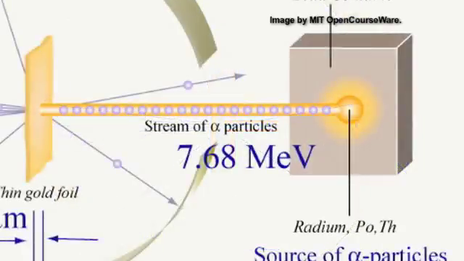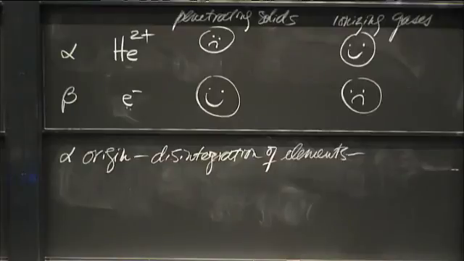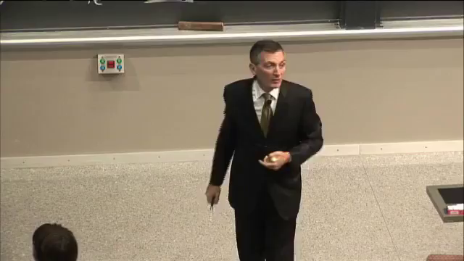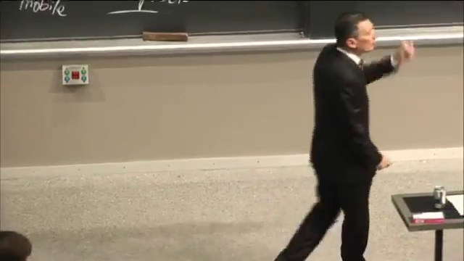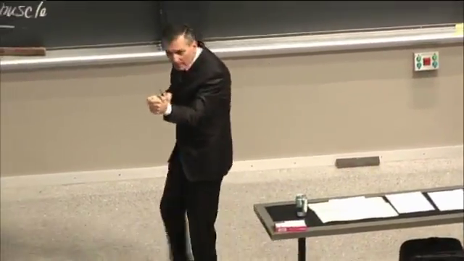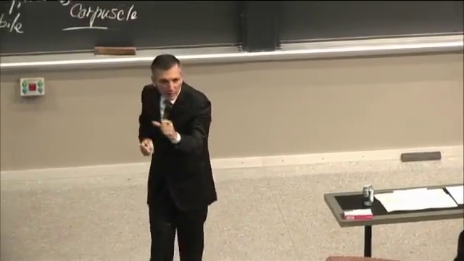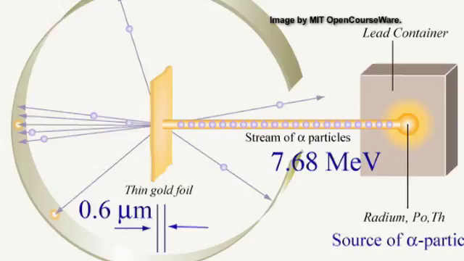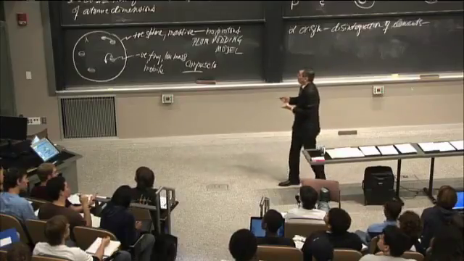Alpha particles here, and so this radium, polonium, thorium as the source, and the lead container and so on. And this stream of alpha particles comes zooming out at energies of 7.68 million electron volts per particle. So this is like a cannon with a pumpkin in front of it. All right? And they're going to shoot these at the foil. So what's the purpose here? They want to see what's going on.